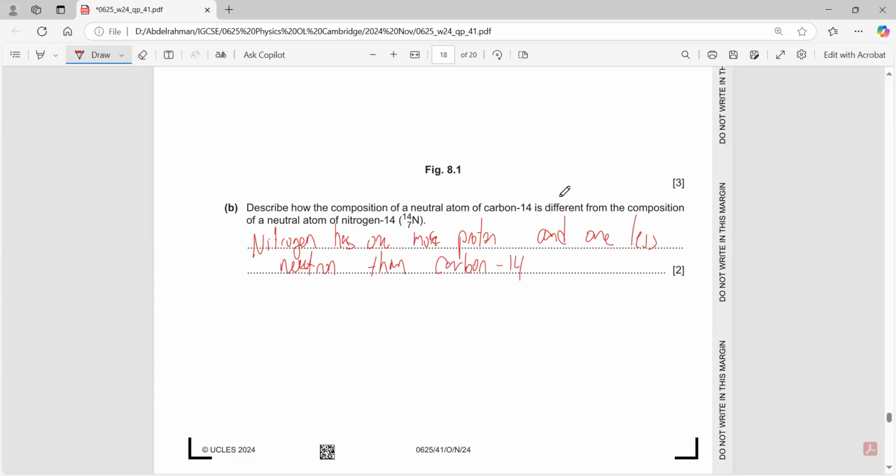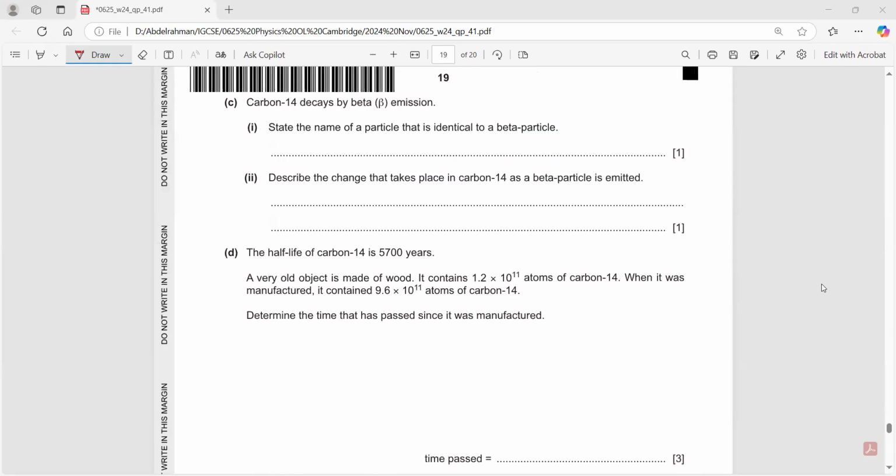They have the same mass number, yes, but it has 1 more proton and 1 less neutron. Now, carbon-14 decays by beta emission. State the name of a particle that is identical to a beta particle? It is an electron. An electron is identical to a beta particle.